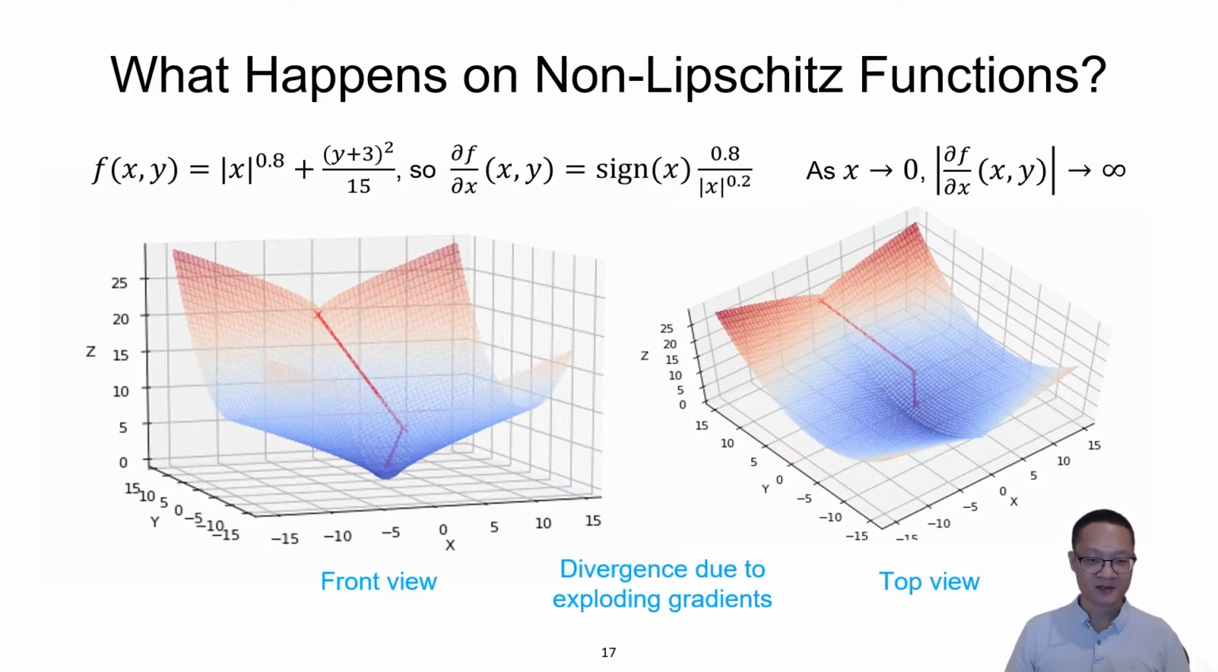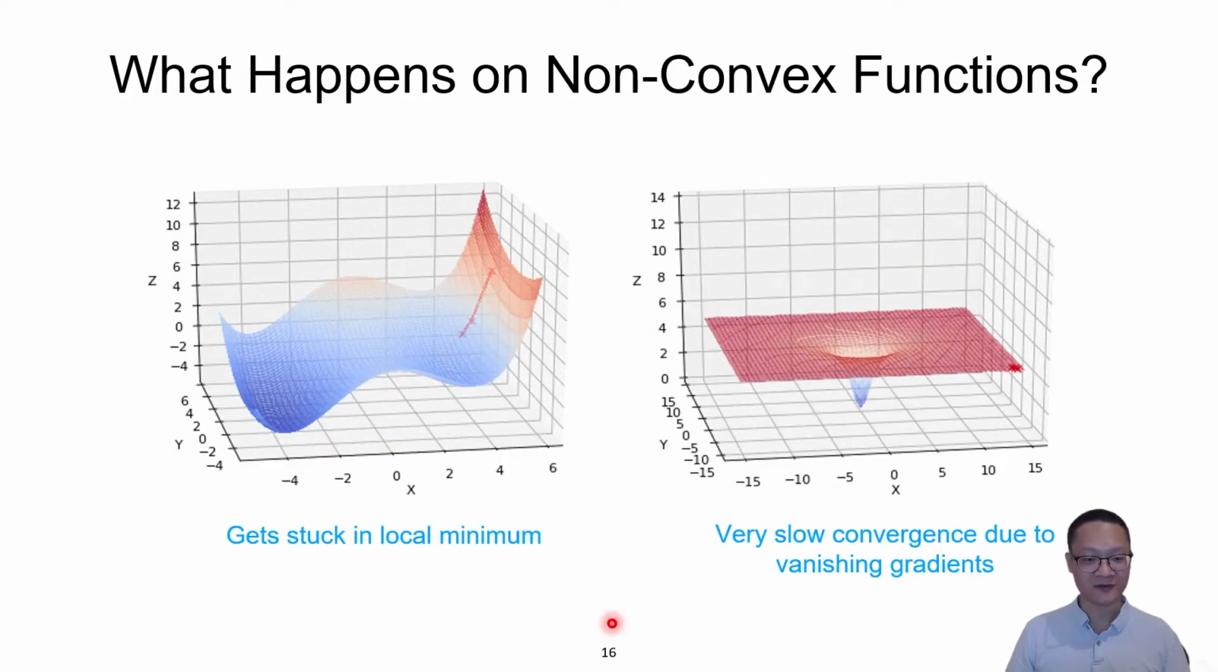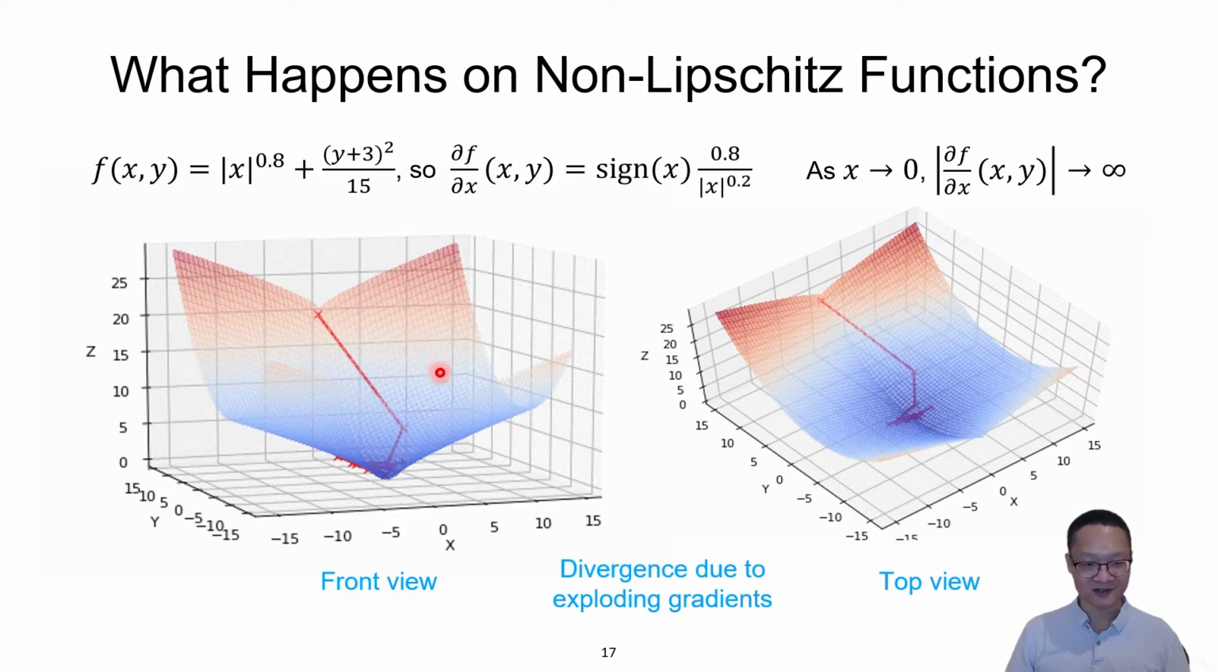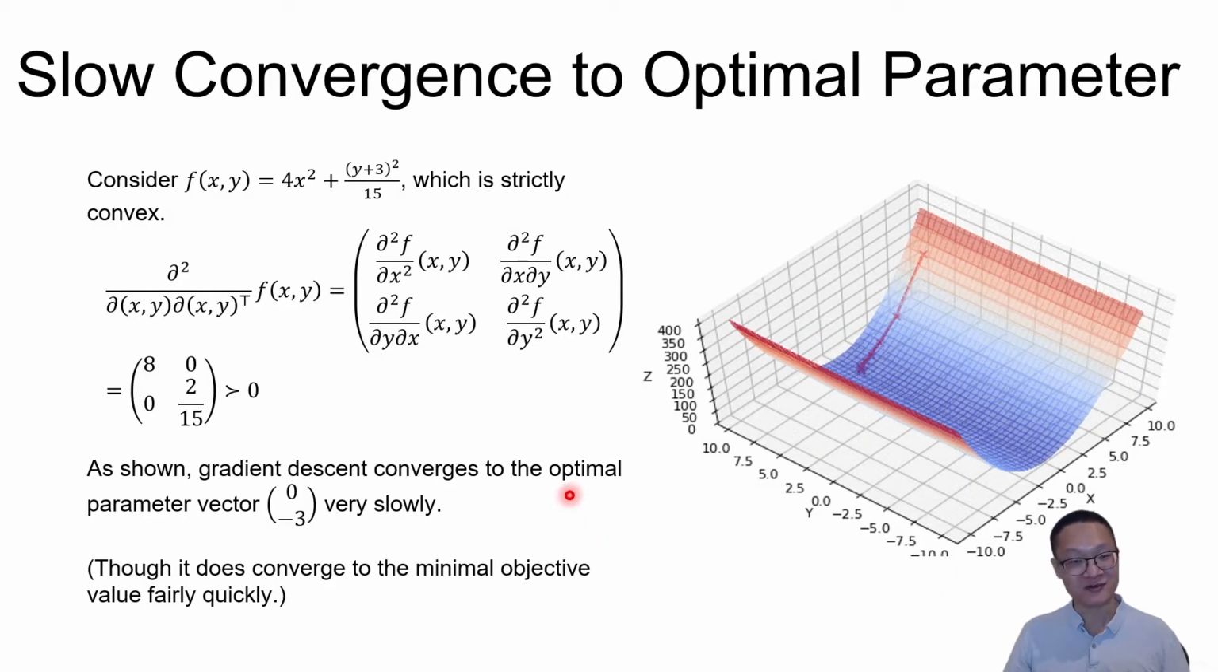Okay. So these three examples were non-convex functions. Actually, I don't believe this function is convex either, but you can also imagine there could be a convex function where maybe you have some exploding gradients near the minimum. So sometimes even for convex functions, you could have this behavior, very slow convergence. One example of a convex function with very slow convergence is this one. This is f of x, y equals 4x squared plus (y plus 3) squared over 15.